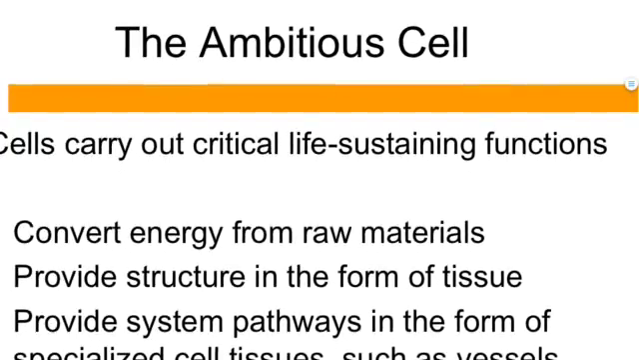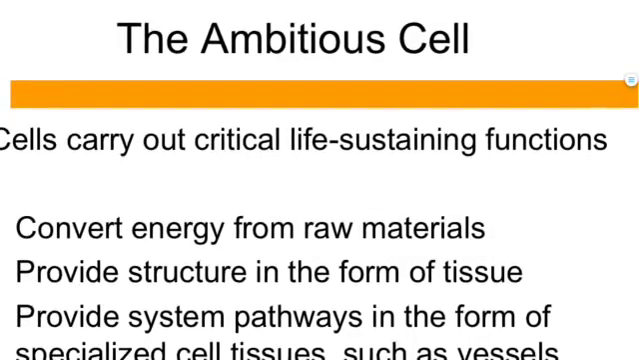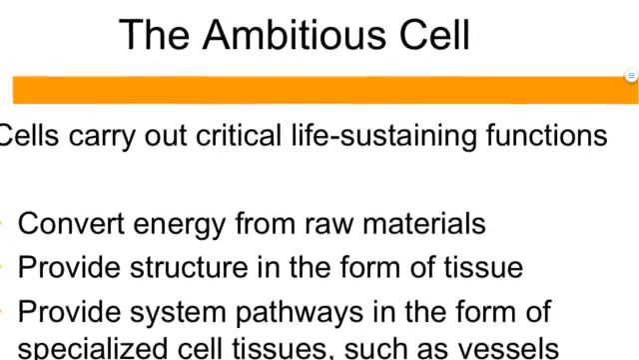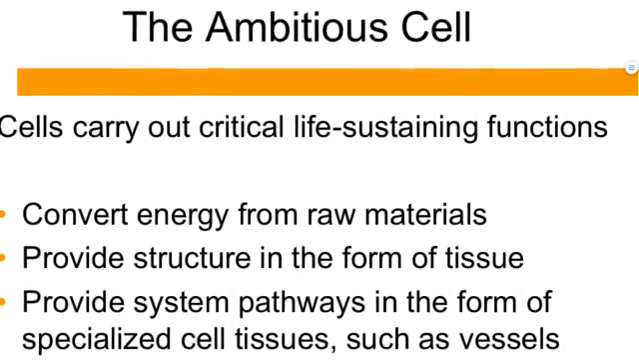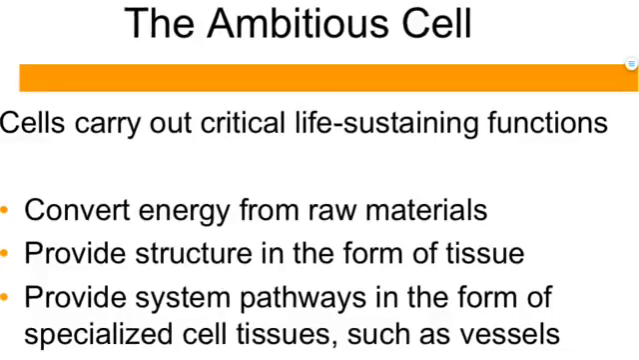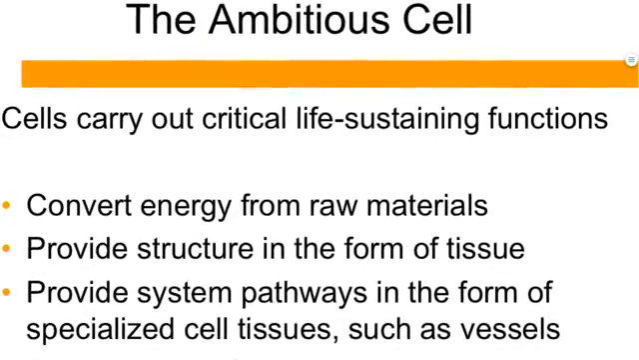Groups of cells are organized into tissue. Animal tissues can include epithelial, which is skin and the organs, connective tissues such as tendons, bone, muscle, and nervous.